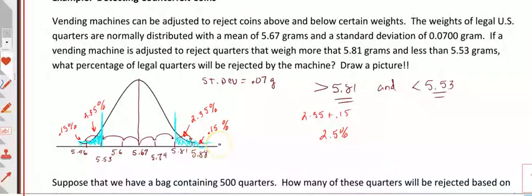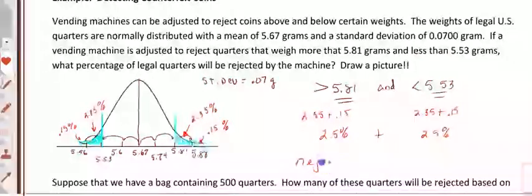So I'm rejecting that amount on the right. And on the left, it's the exact same thing because of the way this problem is stated. On the left side, I would be rejecting 2.5%. So if I add those together, I would actually be rejecting 5% of the quarters that would come into that machine. So based on this tolerance, I'm going to accept any quarter that's between 553 and 581, but I'm going to reject all the quarters outside of that.